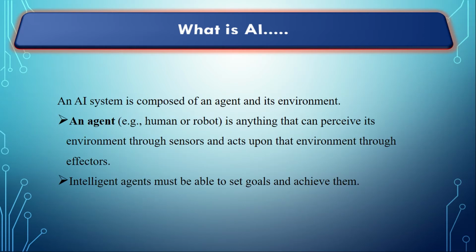Good. The next one: an AI system is composed of an agent and its environment. Agent and its environment. An agent is a human or a robot. It is anything that can perceive its environment through sensors and act upon that environment through effectors. I think you understand what agent means. An agent is a human or a robot. It is anything that can perceive its environment, through its sensors, and acts upon that environment through its effectors.